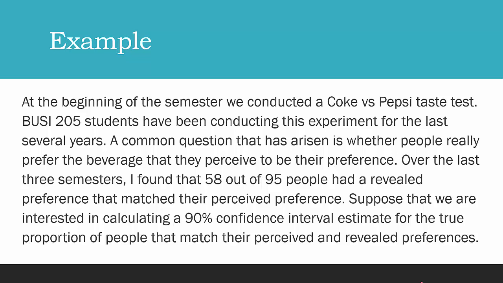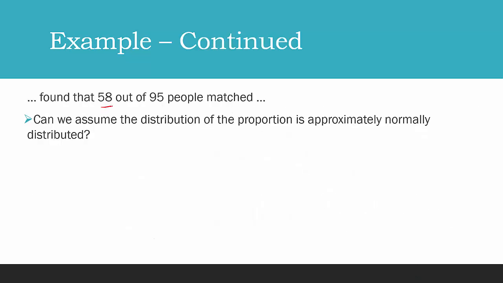Over the last 3 semesters, I have found that 58 out of 95 people had a revealed preference that matched their perceived preference. Suppose that we're interested in calculating a 90% confidence interval estimate for the true proportion of people that would match their perceived to revealed preferences. So we're looking at 58 out of 95 people for our sample proportion.